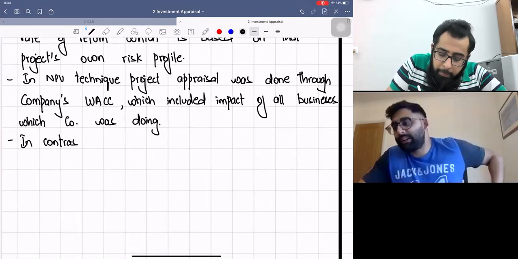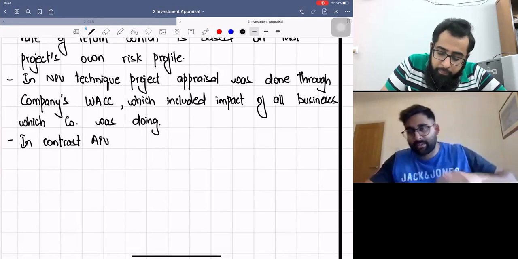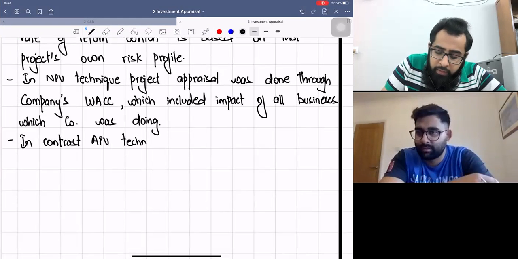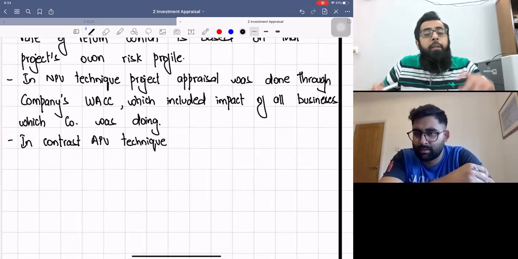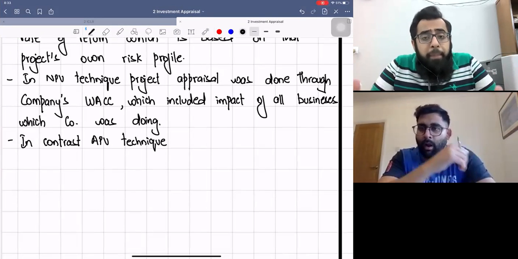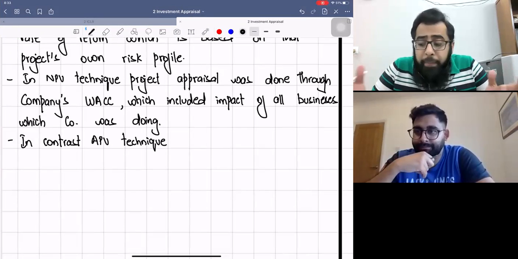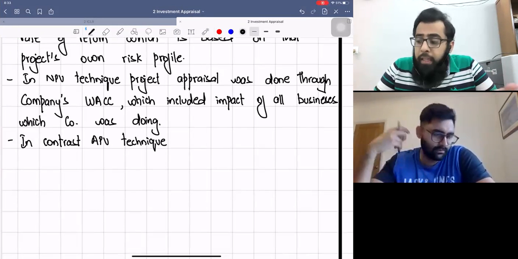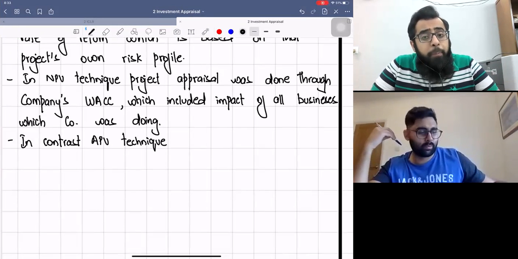So normally in NPV they gave us the cost of capital, didn't they? Even if we calculate the cost of capital in the NPV technique, we calculate it by considering the company as a whole. We consider the capital structure of the company as a whole. The APV technique says that this is the wrong approach.